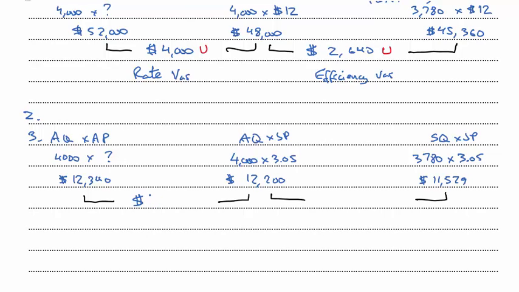Small variance here, $140 unfavorable. The efficiency variance, larger, again, unfavorable, 671, whoops. And the spending and efficiency. All right, so this is variable overhead. That pretty much concludes the exercise.